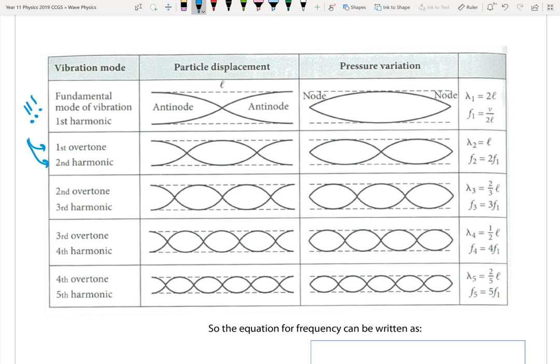The first tricky part is you'll either be asked to sketch harmonics or overtones. So you need to know the link between the two. And then the second tricky part is you'll either be asked for particle displacement or pressure variation. Okay?